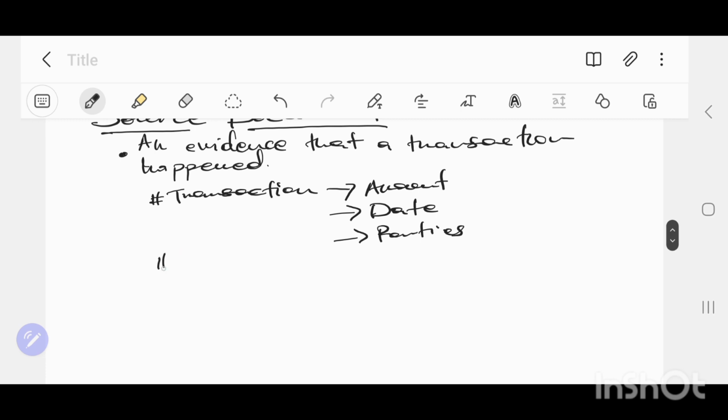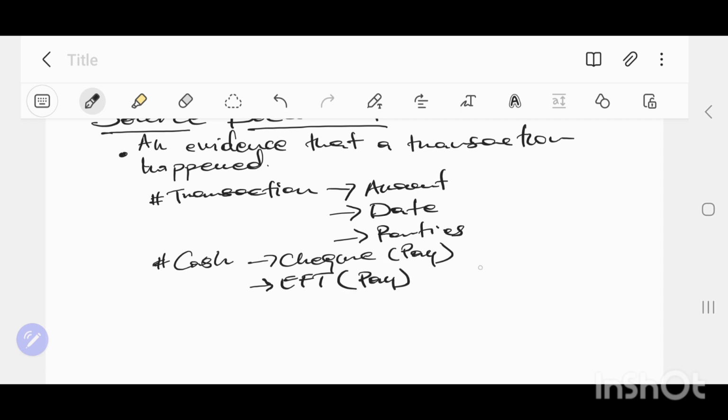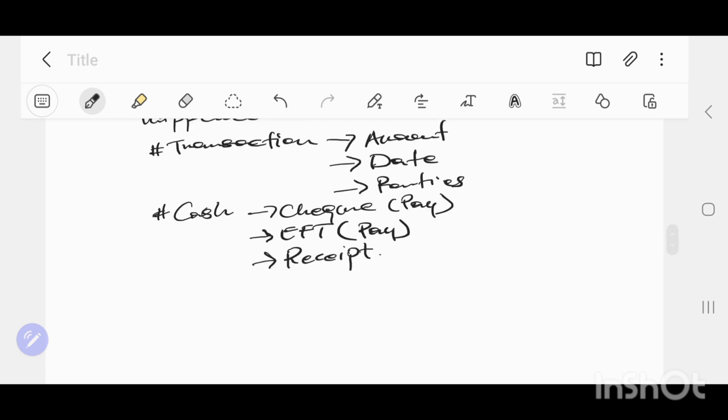For example, for a cash transaction, you are going to see things such as a check. You use a check when you pay for something. Sometimes you use an EFT, and they will tell you about the EFT number. These are for cash transactions. And sometimes when you make a sale, you can give a receipt to your customer. So this also represents a cash transaction.